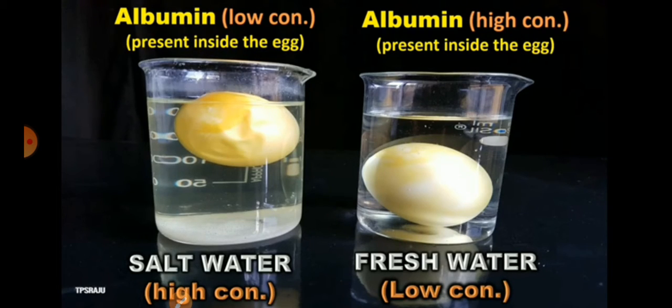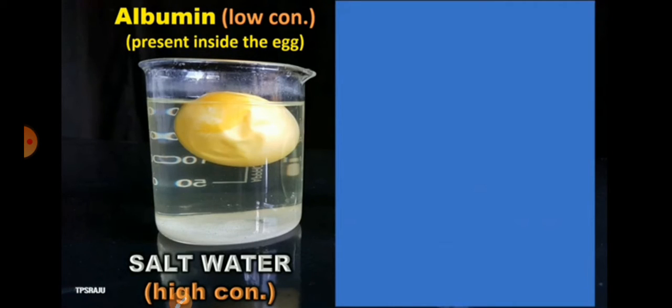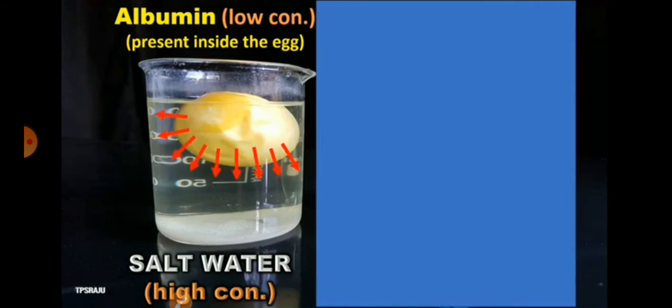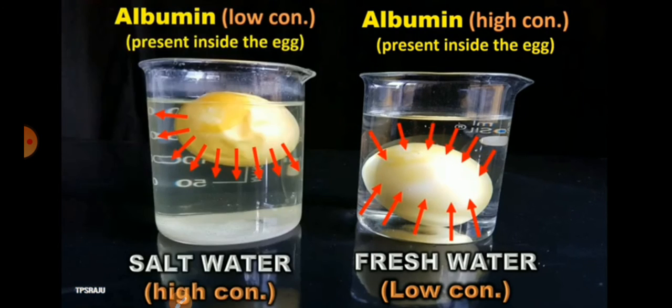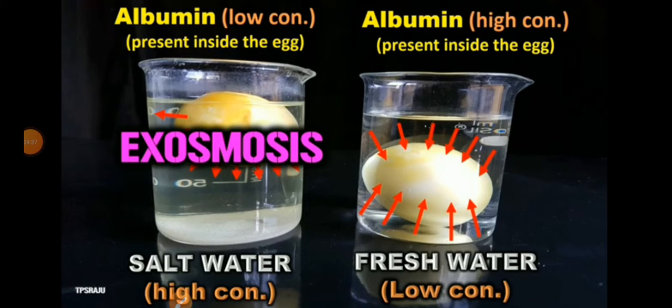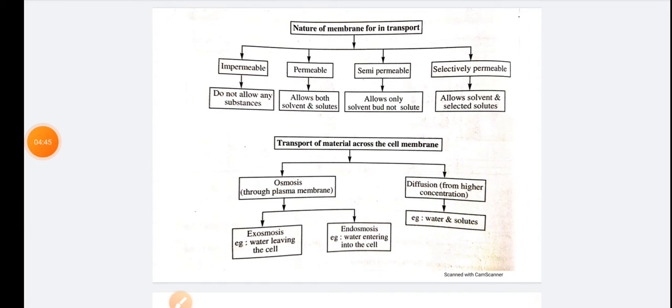So, salt water is high concentration and fresh water is low concentration. This is exosmosis, and this is endosmosis.